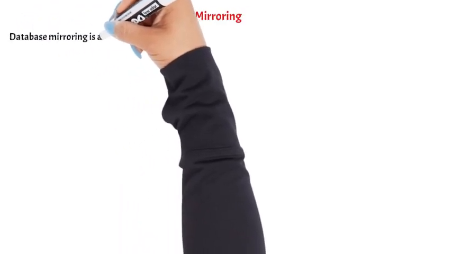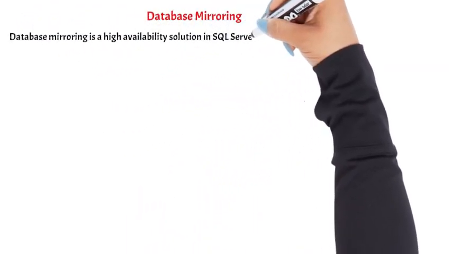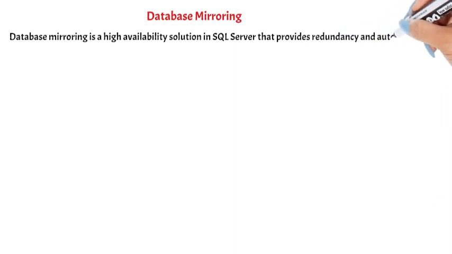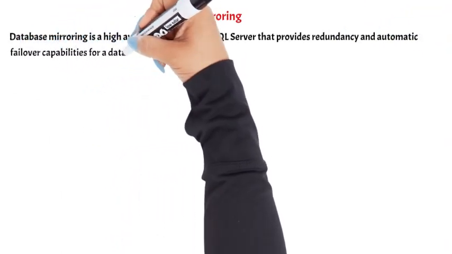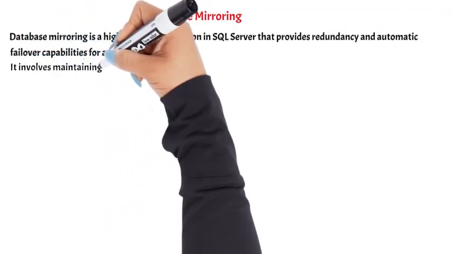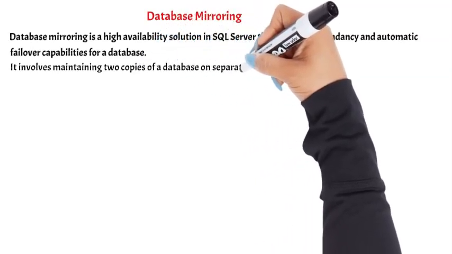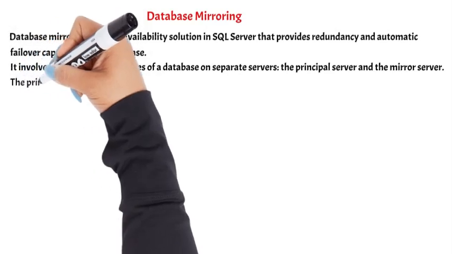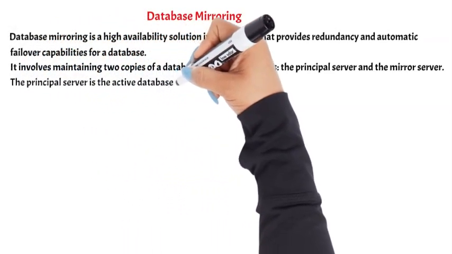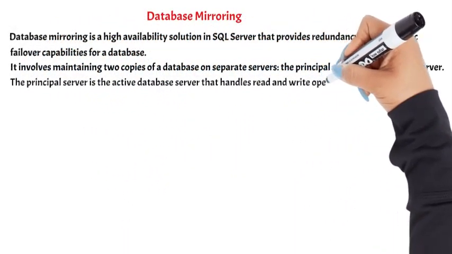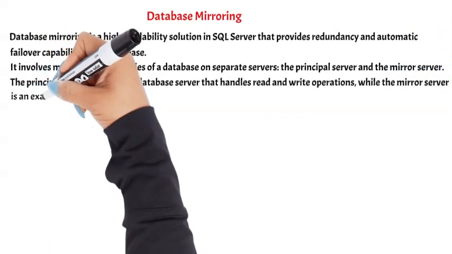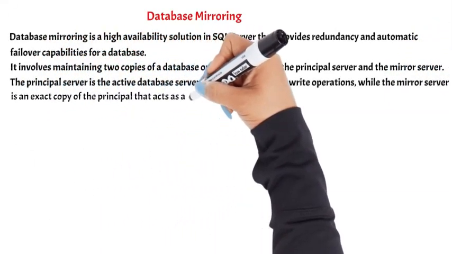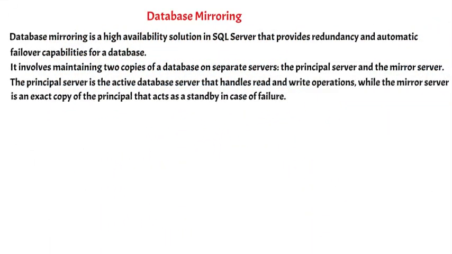Database mirroring. Database mirroring is a high-availability solution in SQL Server that provides redundancy and automatic failover capabilities for a database. It involves maintaining two copies of a database on separate servers: the principal server and the mirror server. The principal server is the active database server that handles read and write operations, while the mirror server is an exact copy of the principal that acts as a standby in case of failure.